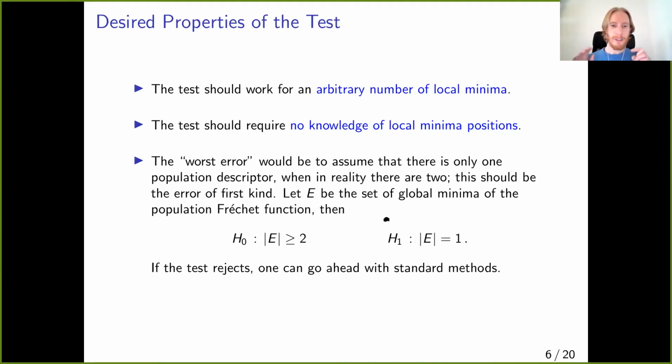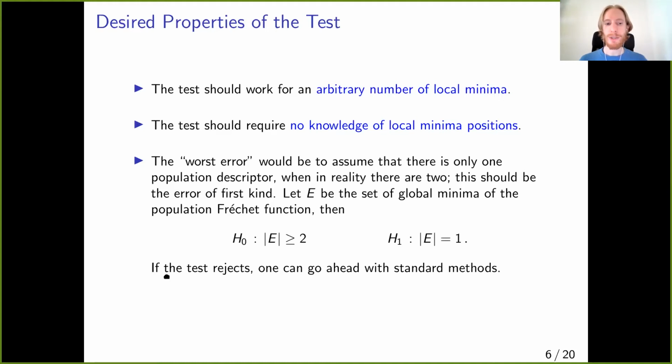And the question is now what should be the null hypothesis, what should be the alternative? So the worst error in this setup would be to assume that there is only one population descriptor and then use standard methods for a unique population descriptor, when in reality there are two or more. And this should then be the error of first kind. So let E be the set of global minima of the population Fréchet function. Then the null hypothesis that we pick is that the population descriptor is non-unique. We have two or more, whereas the alternative is that the population descriptor is unique.